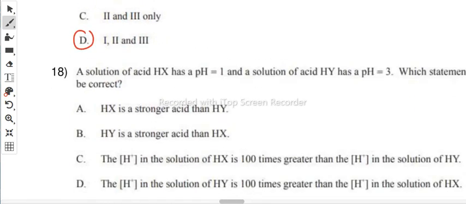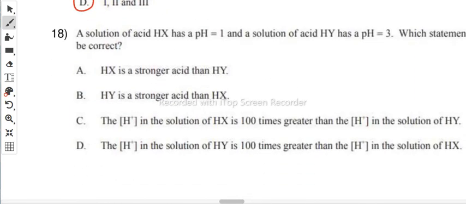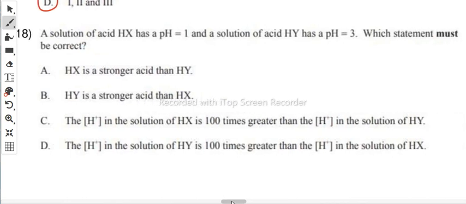A solution of acid HX has a pH equal to 1, and a solution of acid HY has a pH equal to 3. Which statement must be correct? I will underline the word must here. If I'm going to start thinking about the options, there is a very important tip here. If the question is asking to compare between two pHs, make sure to look at the hydrogen ions inside your answer, as in how many times it is larger.